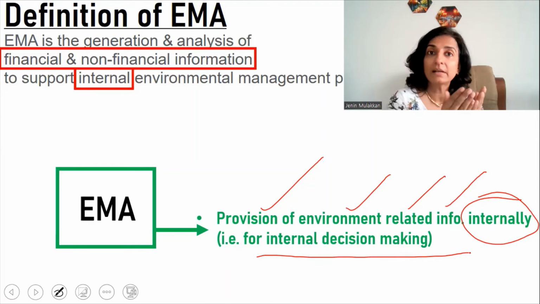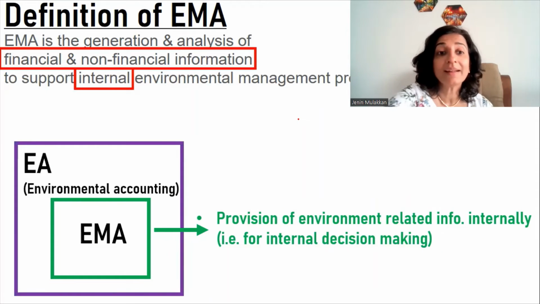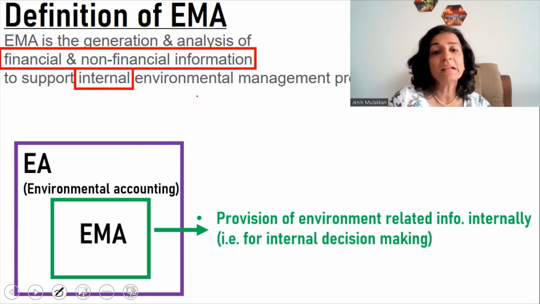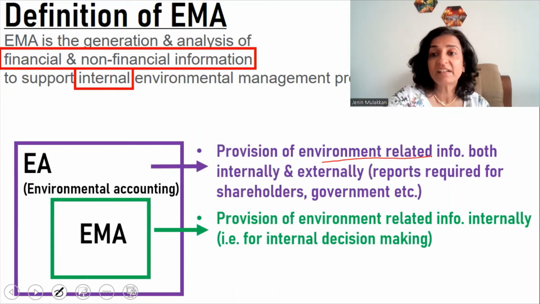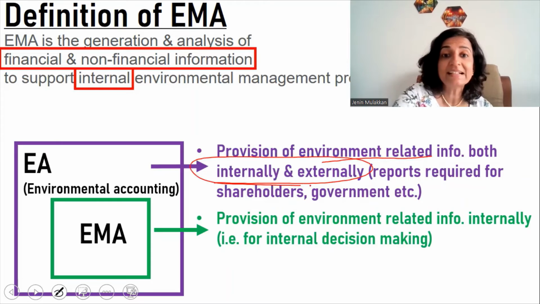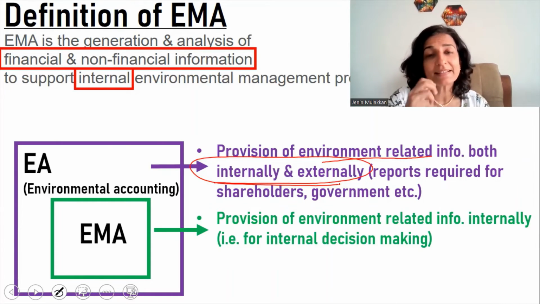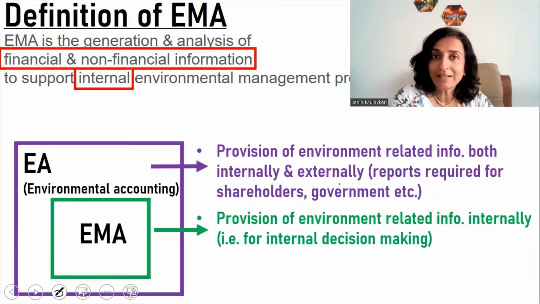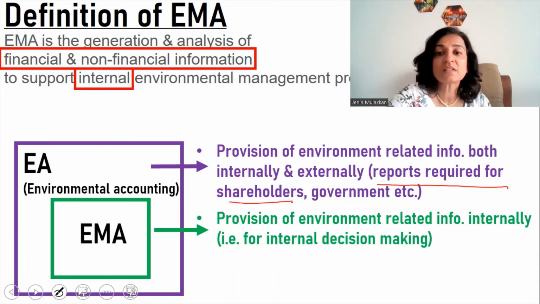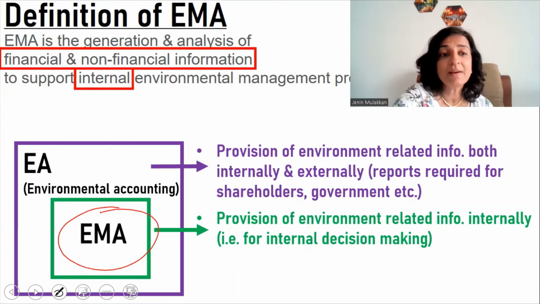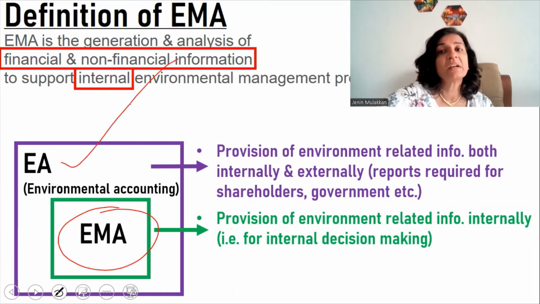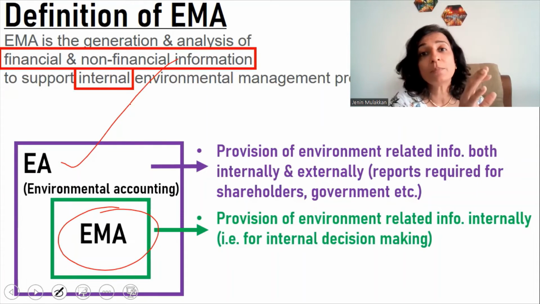That is how to make a particular product more environment friendly and thereby increase our profit also, either by reducing the inputs or by shifting to renewable natural resources. Now, there is something called EA or environmental accounting. Environmental accounting is the provision of environment-related information both internally and externally. Now, what are the external reports that are to be given? Environmental protection has acquired a lot of importance nowadays, so many reports are to be given to the shareholders, to the government. So in that sense, environmental management accounting is only a subset of environmental accounting because it deals only with giving information internally.